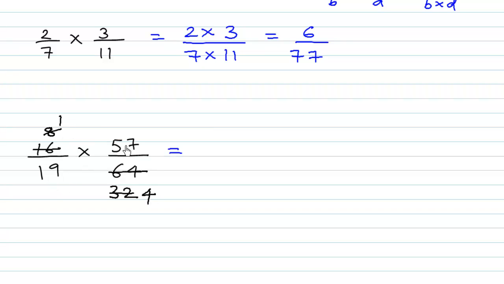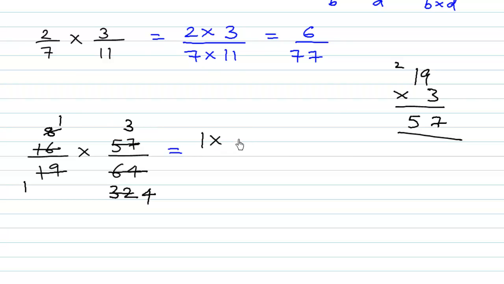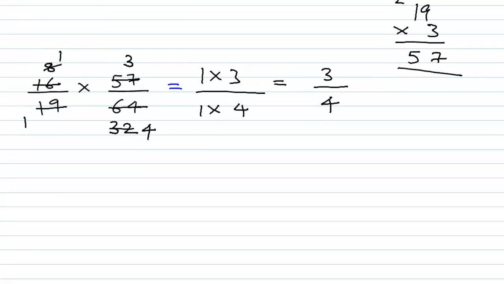And 19 1s are 19, 19 2s are 38, 19 3s are 57. So we have 19 1s are 19, 19 3s are 57. Just to confirm, 19 3s: 9 3s are 27, 2 carry, 1 3 is 3, 4, 5. That's right. So simply multiply 1 and 3 and 1 and 4. And we have 3 upon 4. So the simplest form of this multiplication is 3 upon 4.